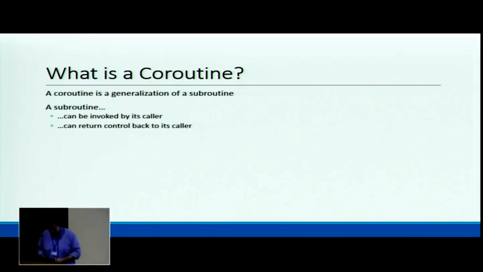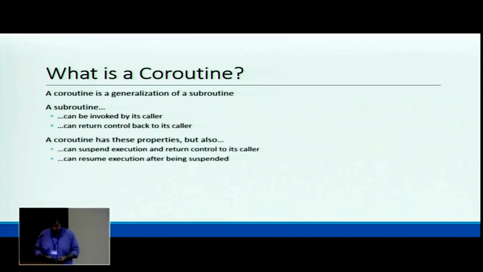All right. So what's a subroutine? A subroutine is something that can be invoked by a caller, so you can invoke a subroutine, and when it's done, it can return control back to its caller. So basically a subroutine is, in C++, a function, right? You can call a function, and when it's done executing, it returns control back to its caller. So a coroutine also has those properties.